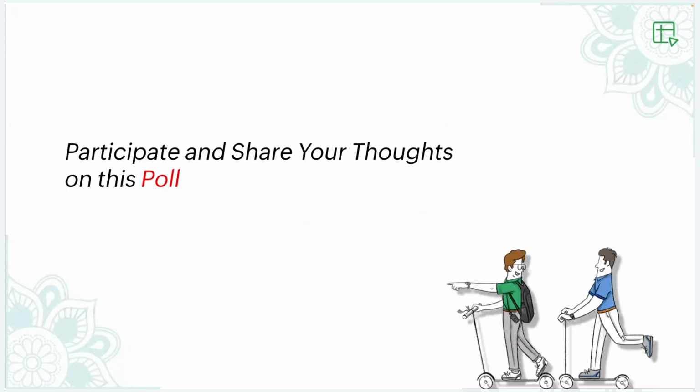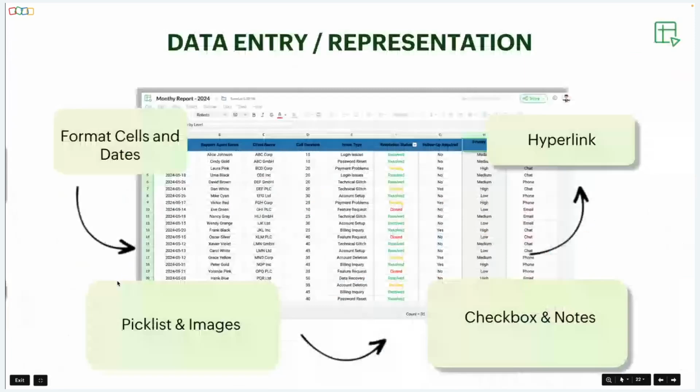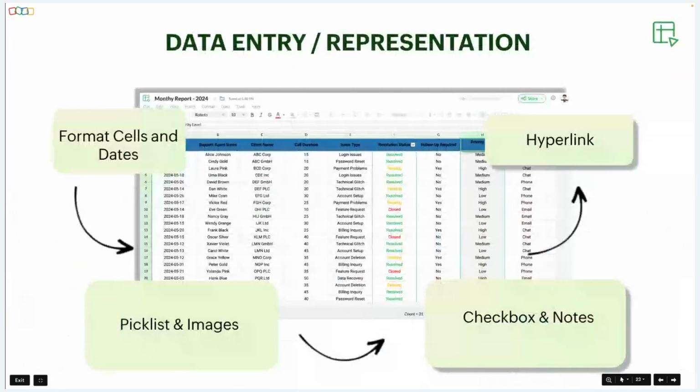And next up, I would like to discuss data entry and representation. So we have already inputted the data and we have now organized it. Once the data is organized, how can users represent their data? Do we have any formatting tools or features in Zoho Sheet for this? Certainly, Balaji. We have several tools available to present your data effectively, such as cell formatting, drop-down lists. You can insert images, hyperlinks within text, and checkboxes.